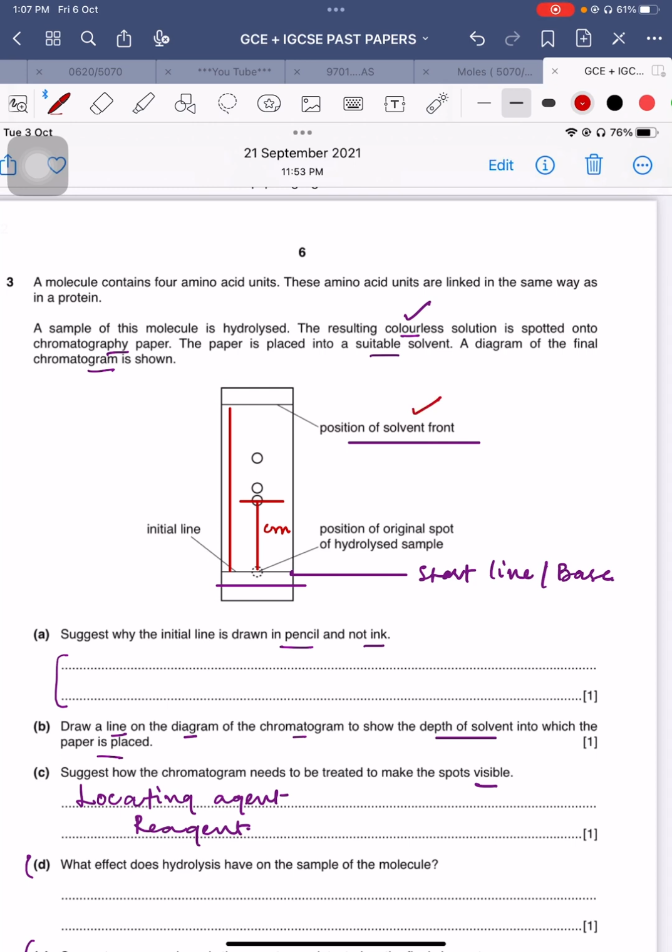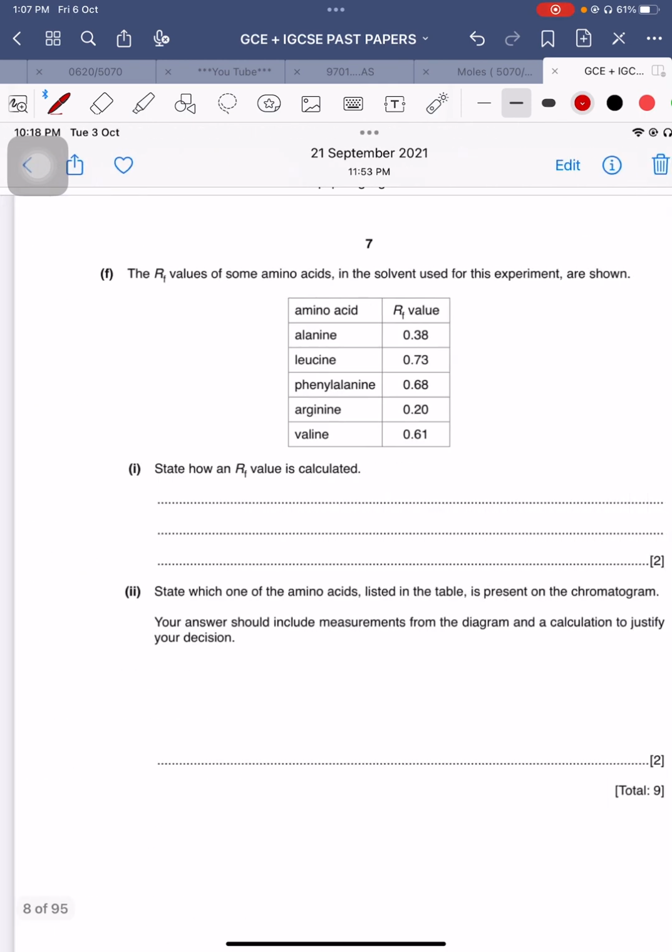So, for example, we are saying that this is a point A. So we will say that the RF value of A is equal to the distance traveled by A divided by the distance traveled by the solvent. So it is a smaller distance divided by a larger distance. Okay. So in this way, we are going to calculate the RF value.